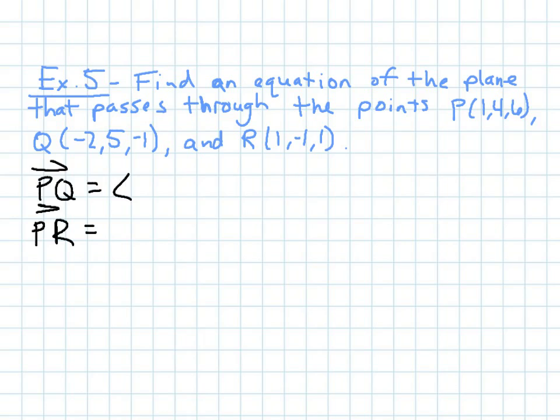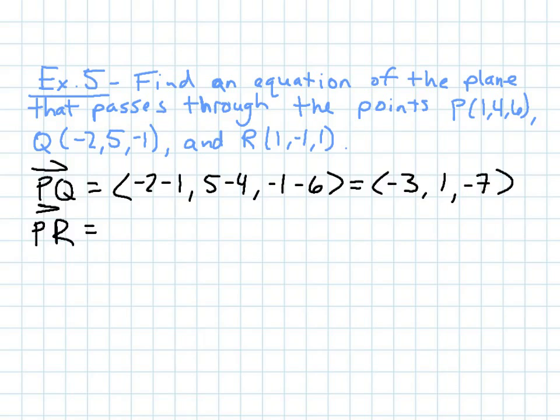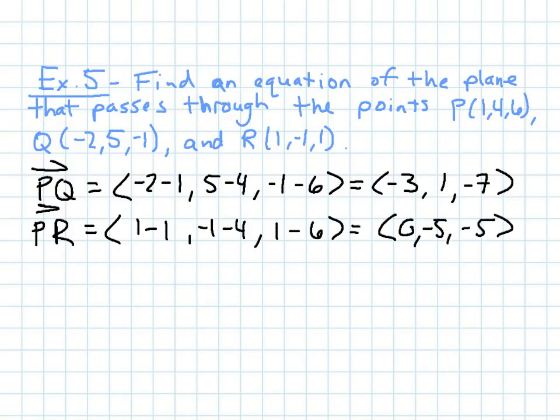So for PQ, -2 minus 1, 5 minus 4, and -1 minus 6. That gives me (-3, 1, -7). And then for PR, you have 1 minus 1, -1 minus 4, and 1 minus 6. So here, that gives me (0, -5, -5). Okay, so those are my 2 vectors.